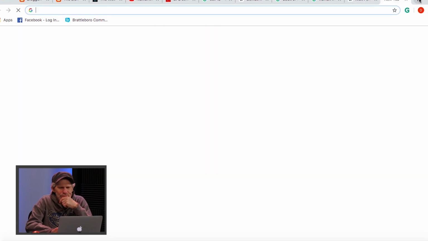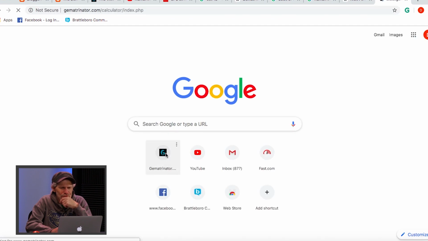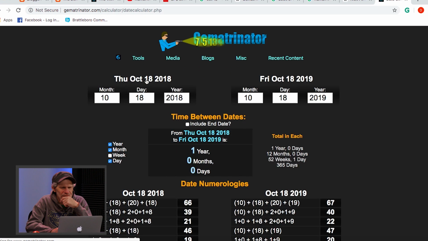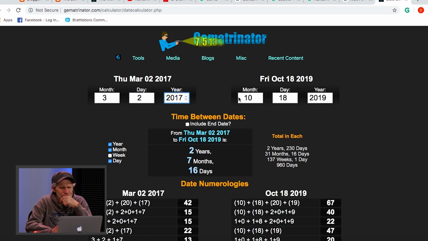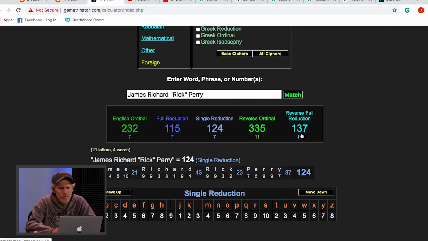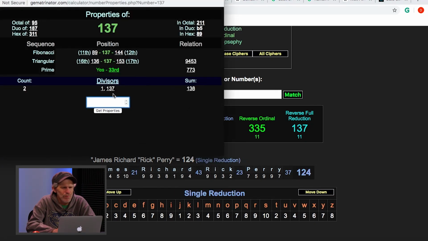And how I figured out that other part is that he assumed office on March 2nd. You go to date duration. So March 2nd, 2017. And if you look at that, and the story came out on the 17th that he was resigning by the end of the year. If you look at it, it's 137 weeks on the nose. And 137 is a very special number because it is the 33rd prime number.